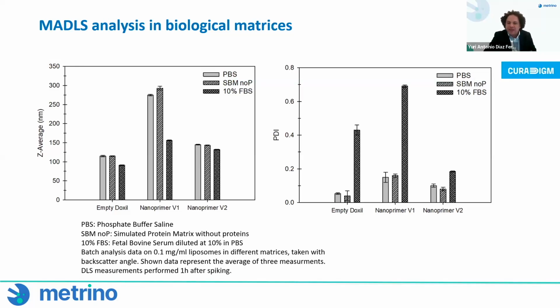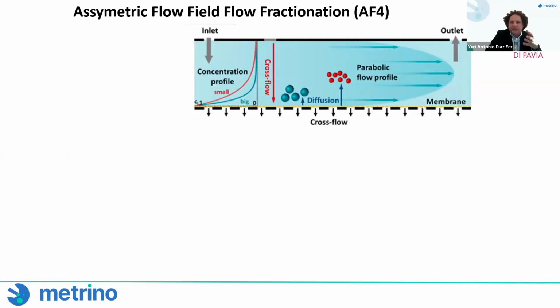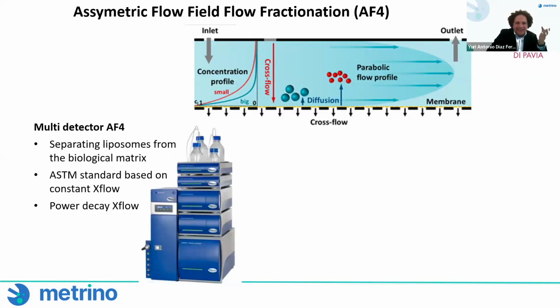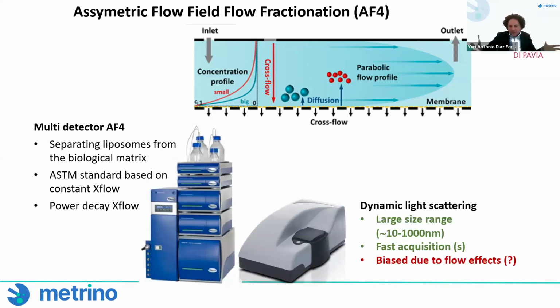In order to elucidate what was going on in this system, we used a separation technique, asymmetric flow field flow fractionation, that has been a common effort across several partners within Metrino. This is a technique that allows you to connect a size-based separation method with detectors downstream, so in a hyphenated way, you can characterize the size of the particles and many other properties. But the important thing is that since it is separating by size, it can separate small proteins, so the matrix itself, from the bigger particles.